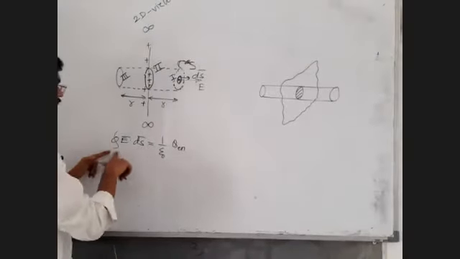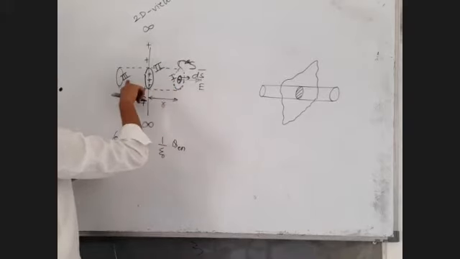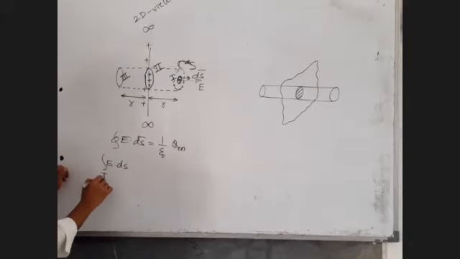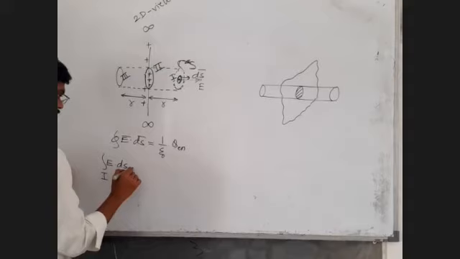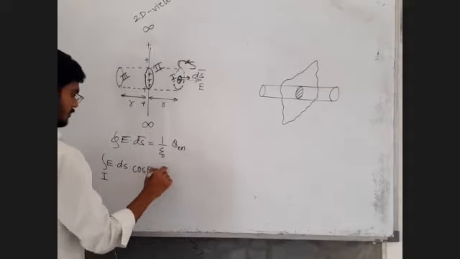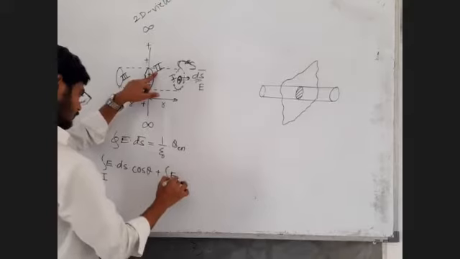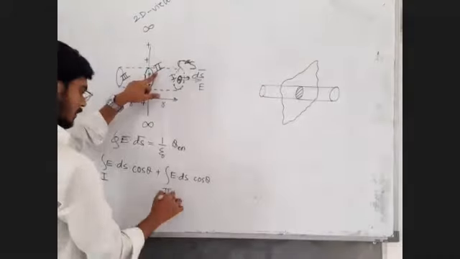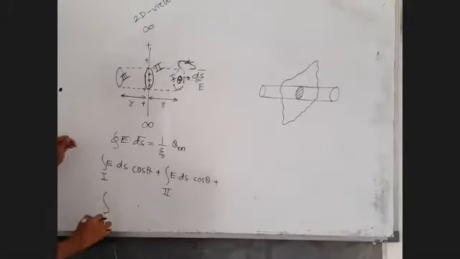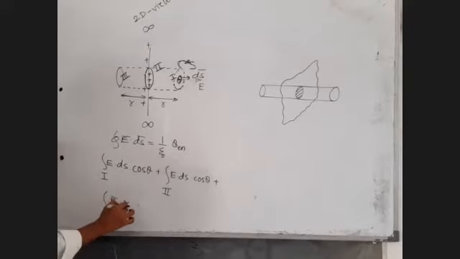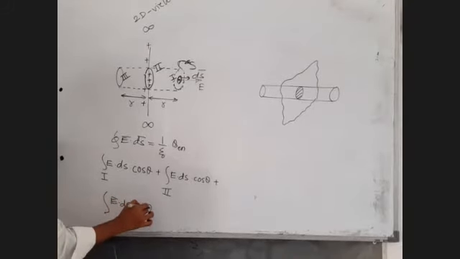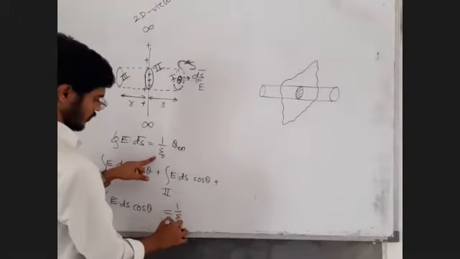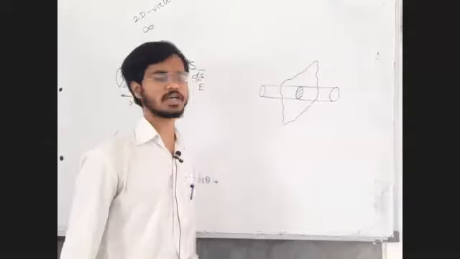Now, this integration will be split over three areas, 1, 2, and 3. Over first area plus over second area, integration over second area plus the same integration over third area is equal to what? Is equal to 1 upon epsilon 0 times charge enclosed. Now what is the charge enclosed? Very simple.